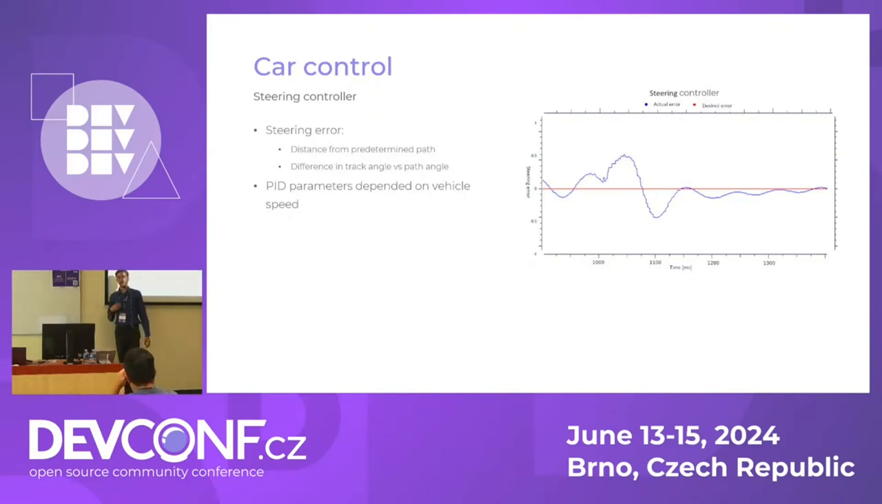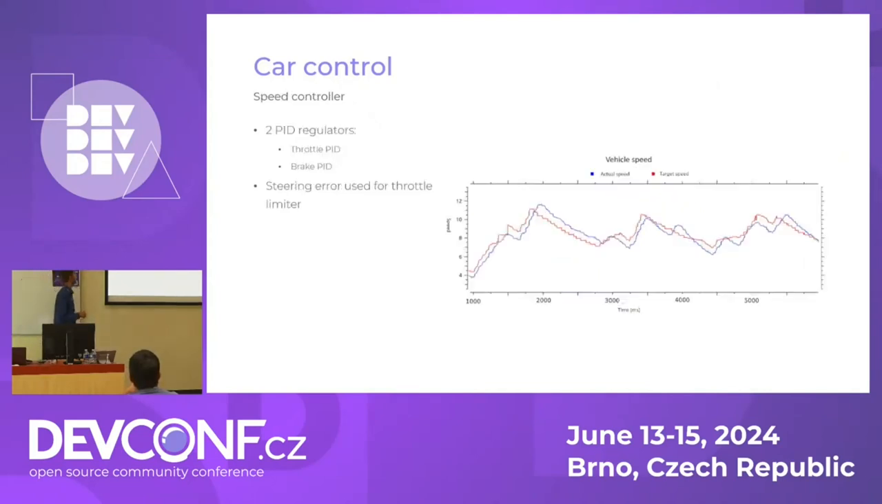As you can see on this graph, here is the steering error during one turn. Ideally you want the steering error to be nearly zero, but it's not always possible. There will always be some oscillations, and it depends on how you tune the parameters to get the best result.